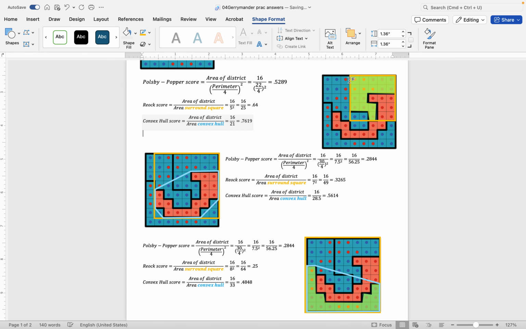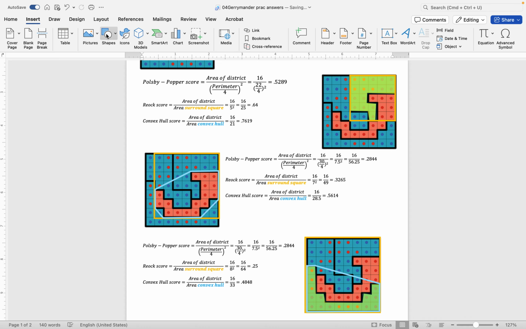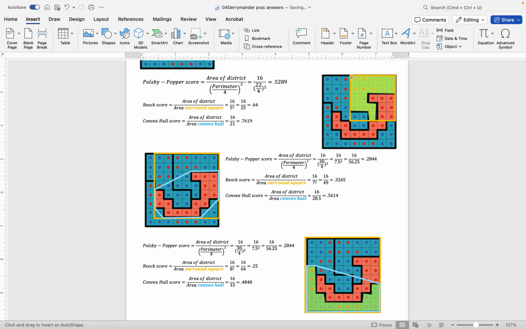Okay, so that square there that is surrounding our district is 5 by 5. So that's where the 5 squared is coming from here, and the 25 there. So 16 divided by 25 is 0.64 for a final Reock score. And then convex hull. Now we're going to try to draw around this district and not fall into any caves. All right, so we're going to insert shapes, take our flexible shape here. We're going to start up at the top here. We can draw straight down here to this corner.